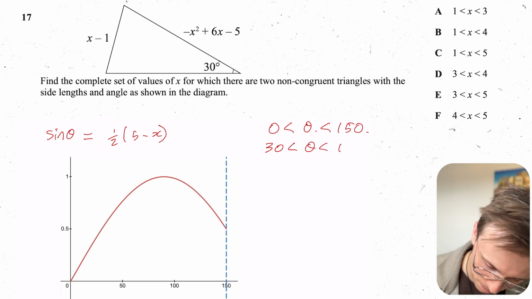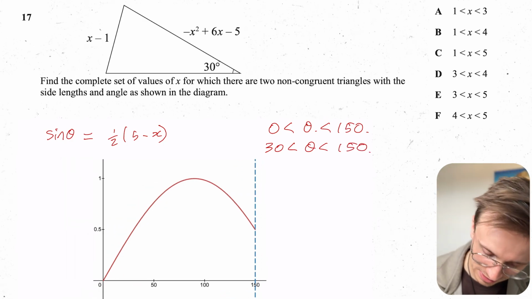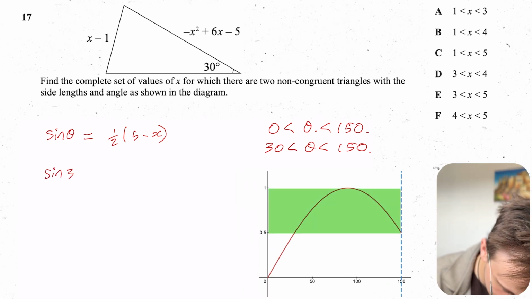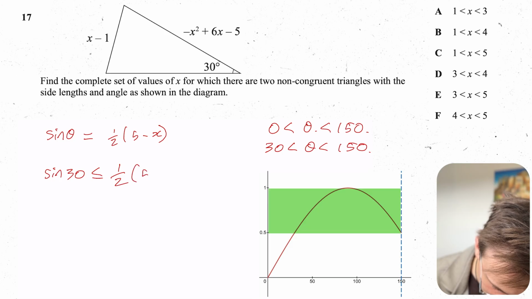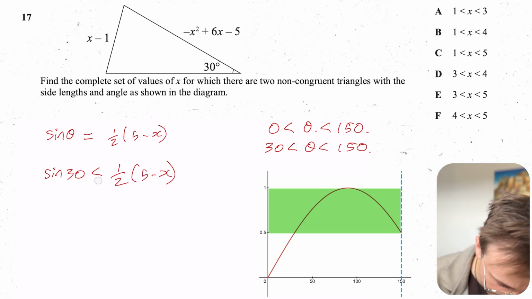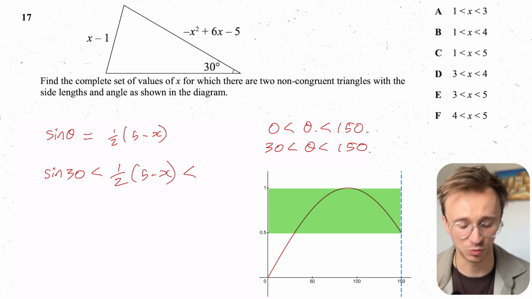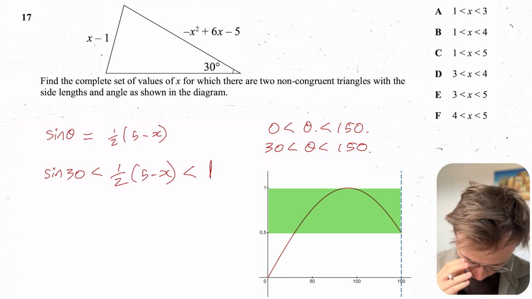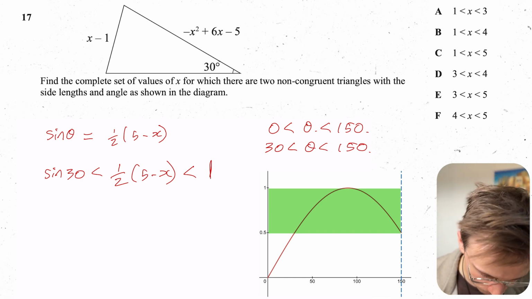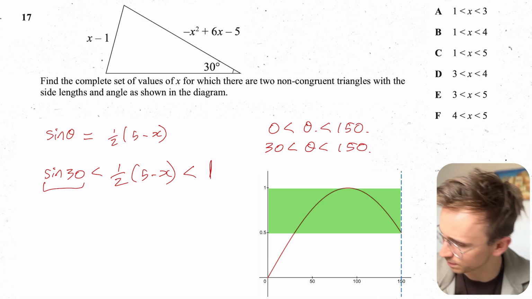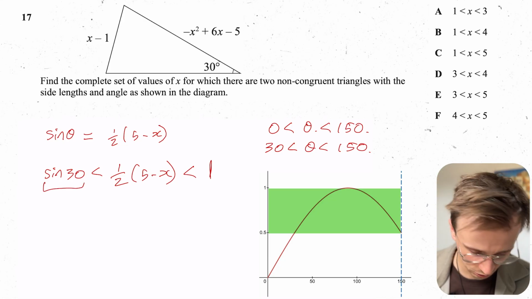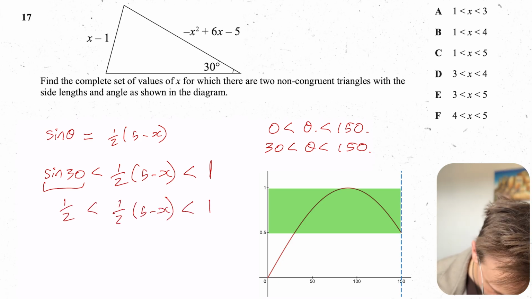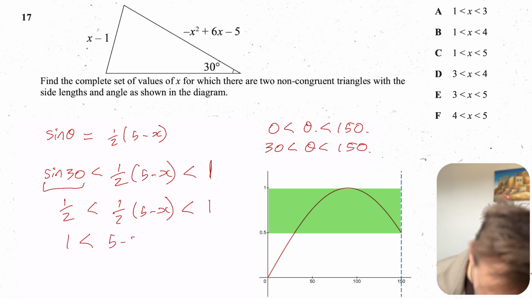So, in fact, this is our range. So we need sine theta to be greater than sine 30, not greater than or equal to, just greater than, and we need it to be less than sine 150, which would be the same as, well, we need sine theta to be in that range, but it has to be less than 1. So sine 30 is a half, so we need a half less than a half (5 minus x) less than 1. Double everything, 1 must be less than 5 minus x must be less than 2.